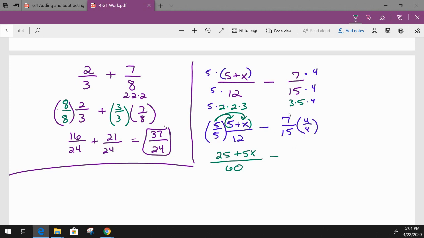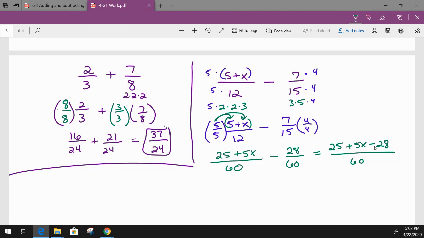So the 5 times 12 gives us 60. In the next fraction, we just have a single number. So 4 times 7 in the numerator will be 28. And then 15 times 4 in the denominator would be 60. And now that we have a common denominator, we can combine the numerators. So 25 plus 5x minus 28 all over 60.